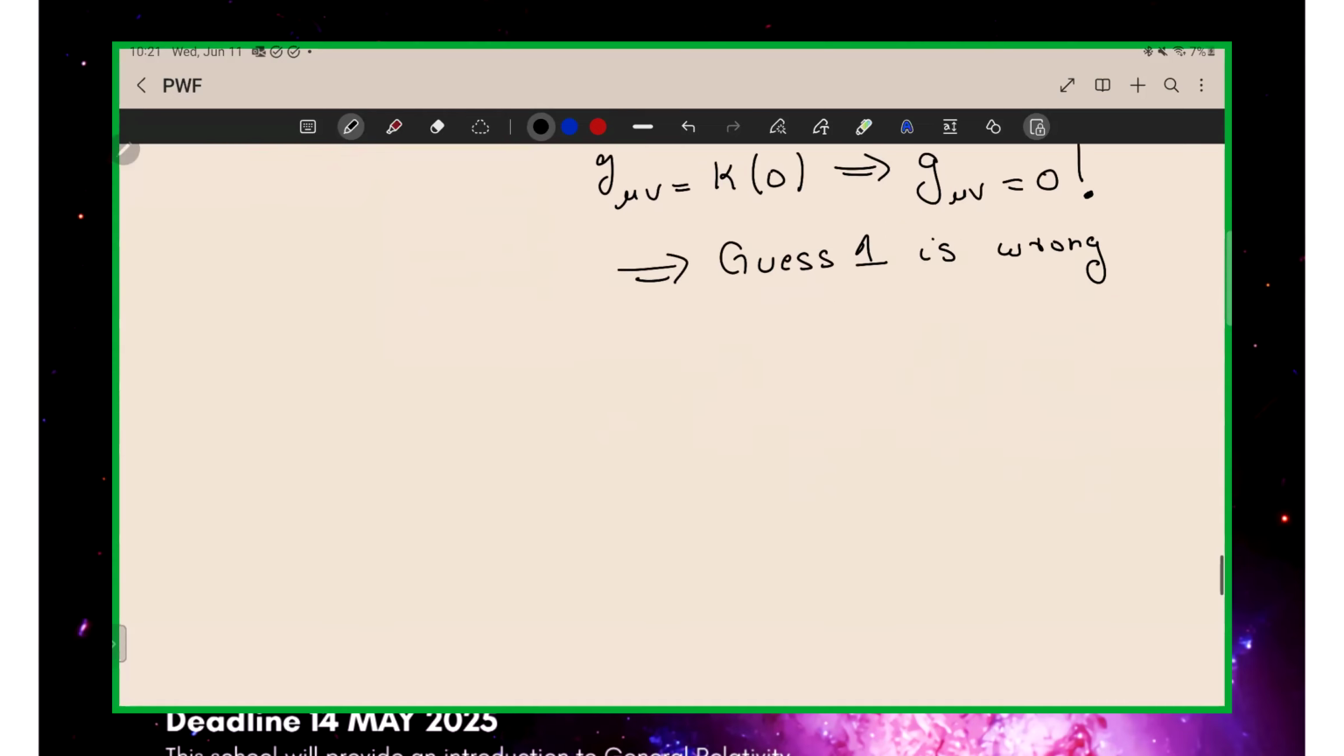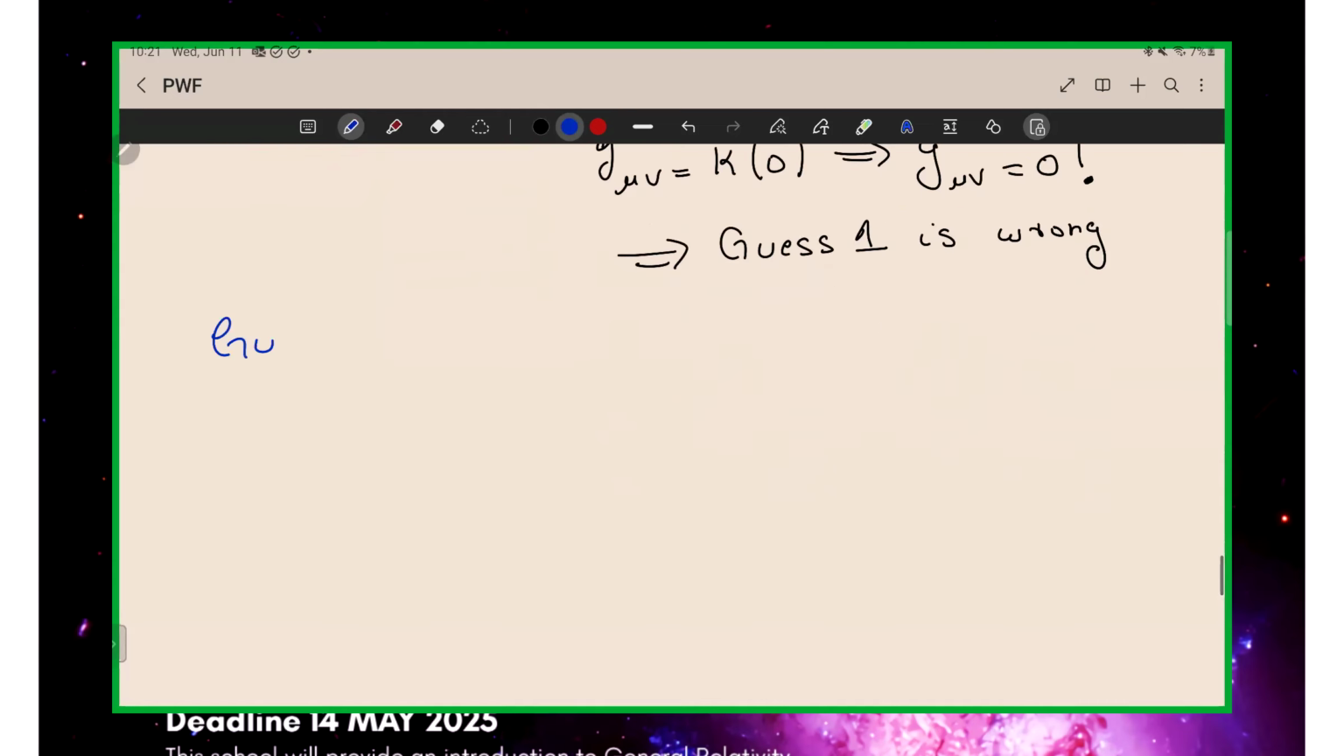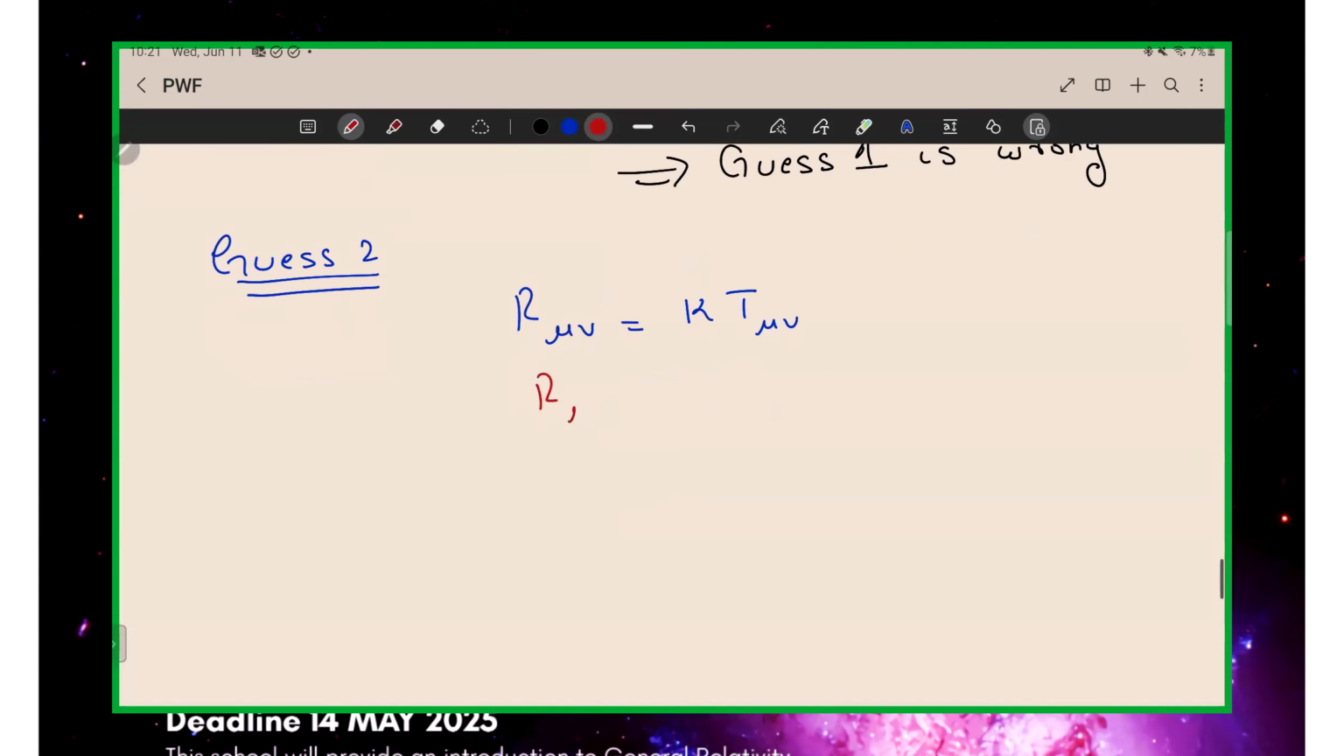Okay. Now, what about the other guess that we mentioned? Guess two. Let's try R mu nu equals kappa T mu nu, right? Now, what about this guess? Does it give you what we expect? Well, first of all, I think that you may have gone through this, but you know that the Ricci tensor is symmetric, right? Can somebody say in the chat if you know that the Ricci tensor is symmetric? Okay, good to know. So you know the Ricci tensor is symmetric.